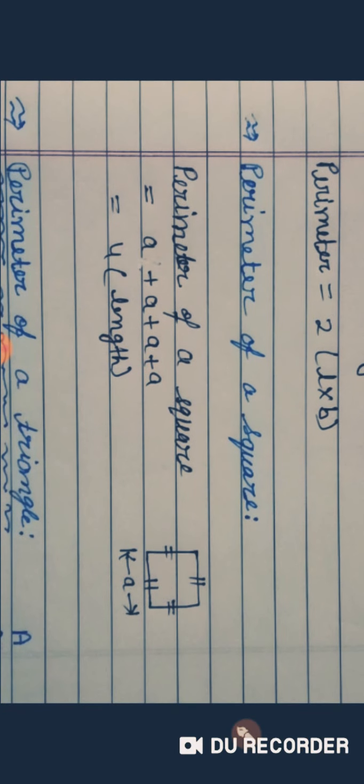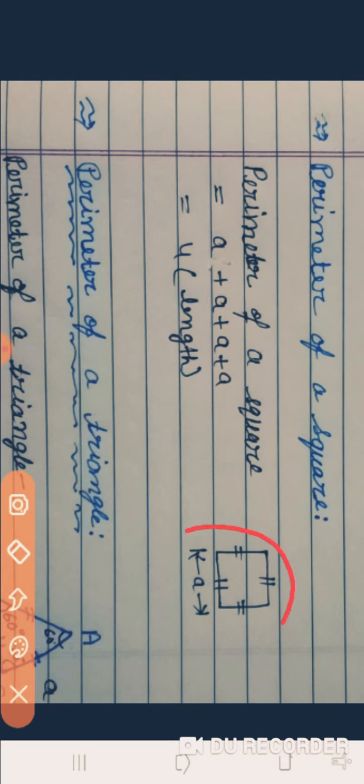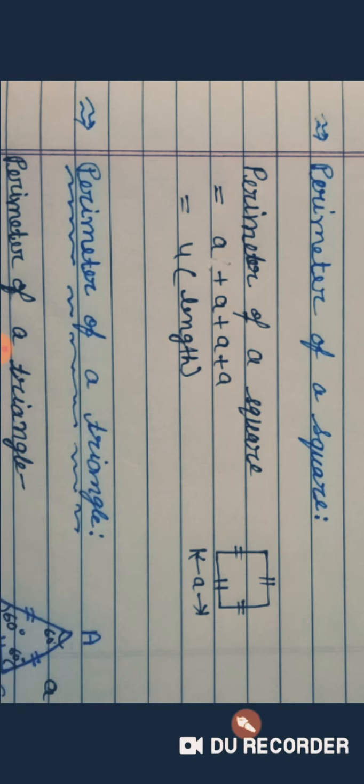Okay, my dears, it is a very simple concept. You should note all these formulas in your classroom copy, in your notes, to solve the questions. Similarly, for the square, you have learned that all the edge lengths are equal. So if any edge length is given, suppose it is A, it means all the edge lengths are A. So A plus A plus A plus A, that is 4 times the length A. So 4 into L.